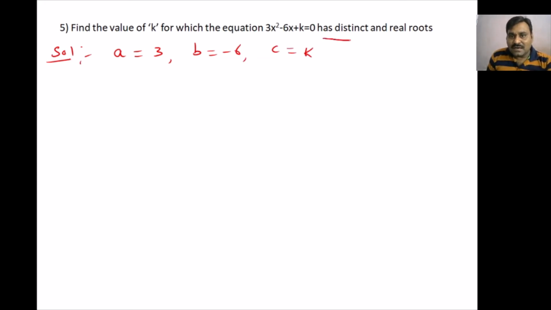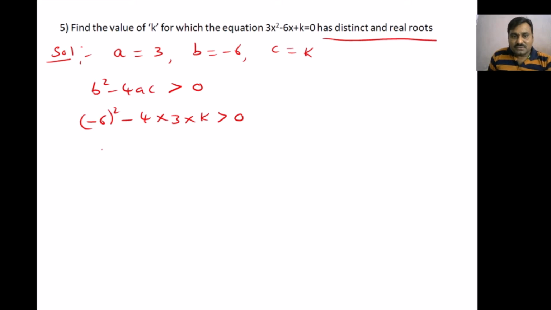So here the roots are distinct and real. So the condition is b square minus 4ac greater than 0. It's not equal to 0 or lesser than 0 because the equation has distinct roots, meaning unequal. So now if you substitute the values of a, b, c here, we get the value of k. So b value is minus 6, so minus 6 whole square minus 4 into a value is 3 and c value is k is greater than 0. So minus 6 whole square we get 36 minus 4 threes are 12, k is greater than 0. So 36 minus 12k is greater than 0.